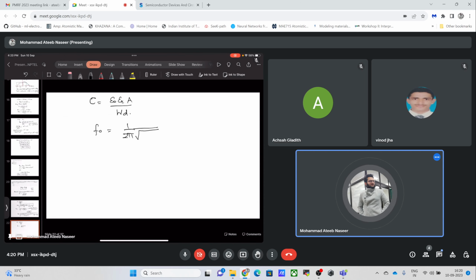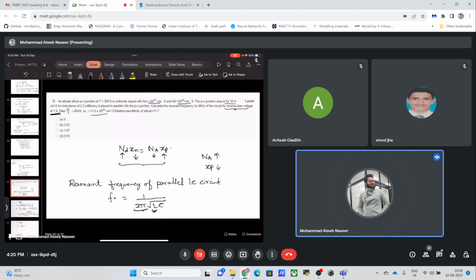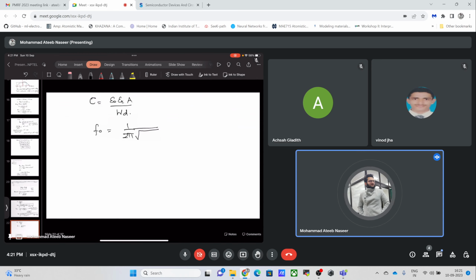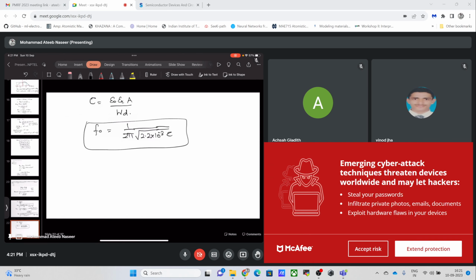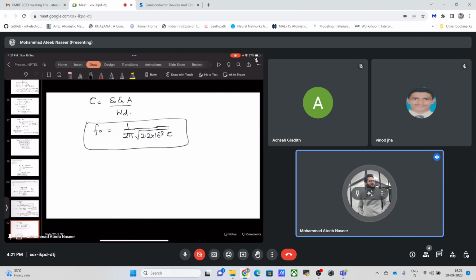L is equal to 2.2 millihenry. It is 2.2 into 10 raised to power minus 3 times this capacitance. So from this you will get the value of the resonant frequency. I am not trying to solve for this because these are cumbersome calculations and they just take time to solve.